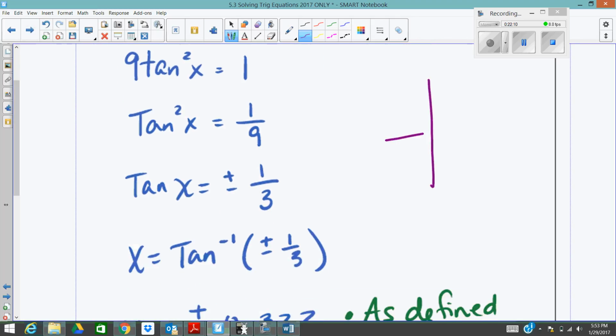And if you did your triangle, tangent is opposite over adjacent. We don't have a triangle that matches that. That's not your 30, 60, 90. That's not your 45, 45, 90. It's pretty close to it, but it's not quite, so it's not on your unit circle. So the only way to do this is you have to use your calculator.